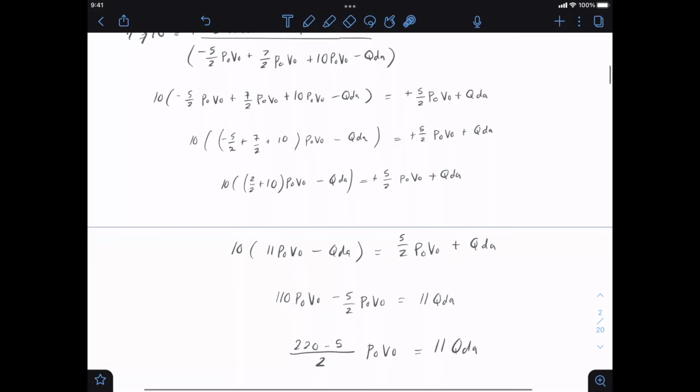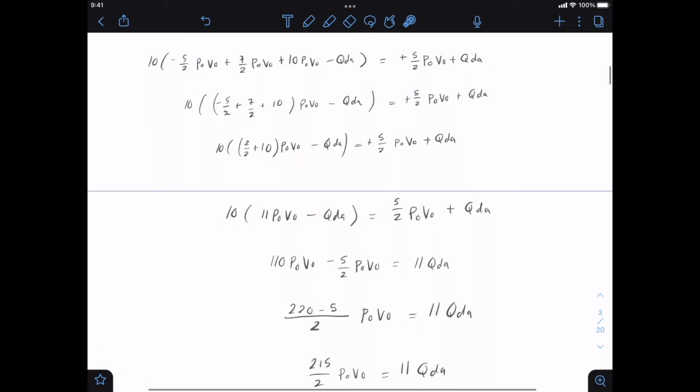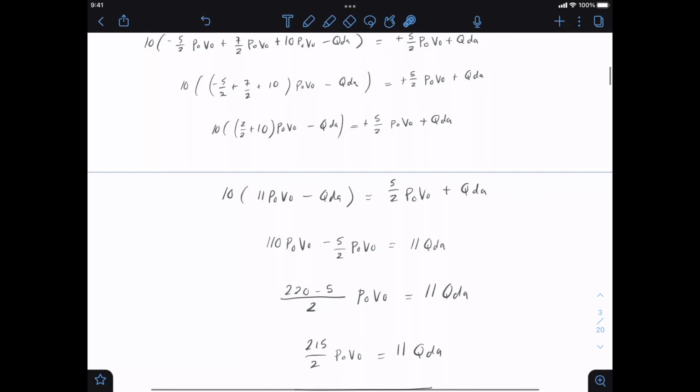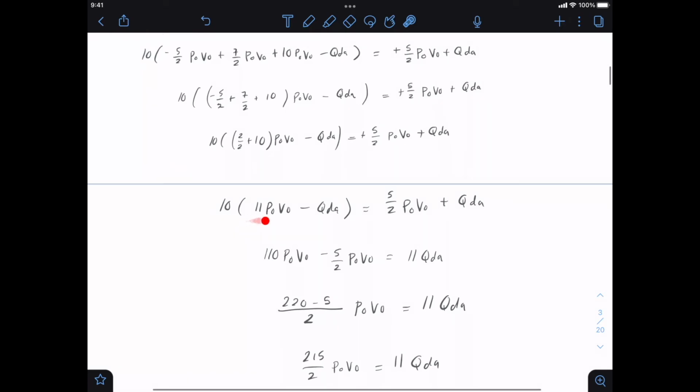Feel free to pause if something that I'm doing doesn't make sense, or if you catch a negative, leave it in the comments. If I made some small error here, let me know. Okay, so then I have this guy. So I grouped this, and I have 11 P naught V naught minus QDA.